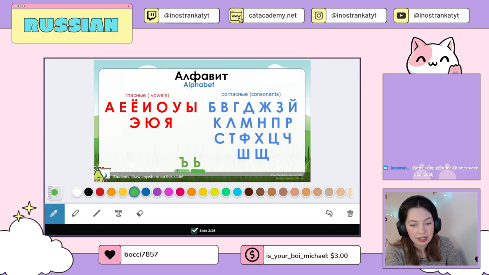So basically we have 33 letters. We can subtract these two and we have 31 letters that make some kind of sounds. And among those 31, we have 10 vowels and the remaining 21 consonants. So let's go ahead and check if we remember how we actually say the consonants.